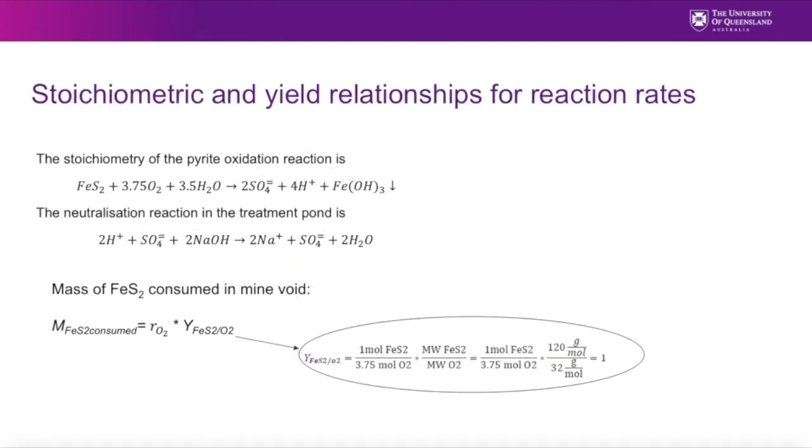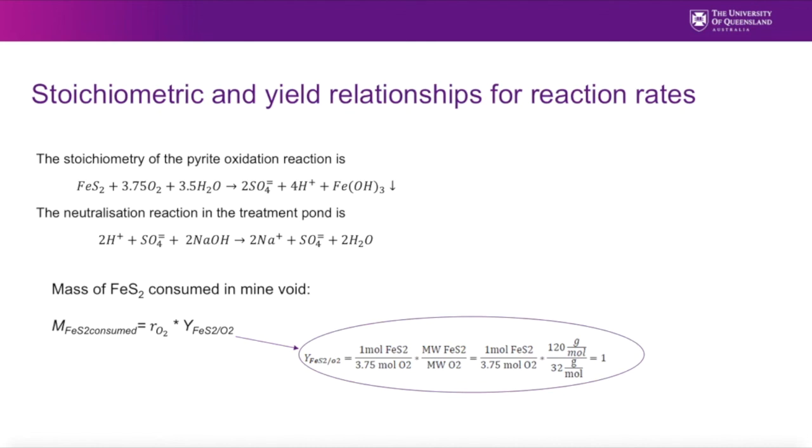The main stocks that we will have will be the pyrite, obviously, because that's the one that will release the hydrogens that will decrease the pH, and the other stock will be the hydrogen, because it will rule the amount of sodium hydroxide that needs to be added to the treatment pond or to the void in order to neutralize the pH.